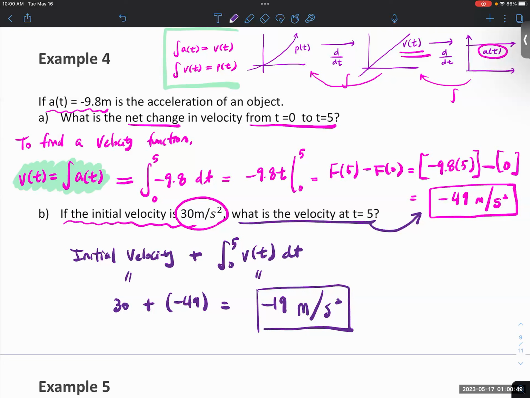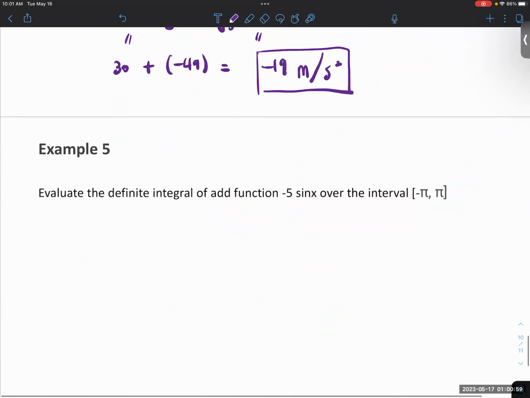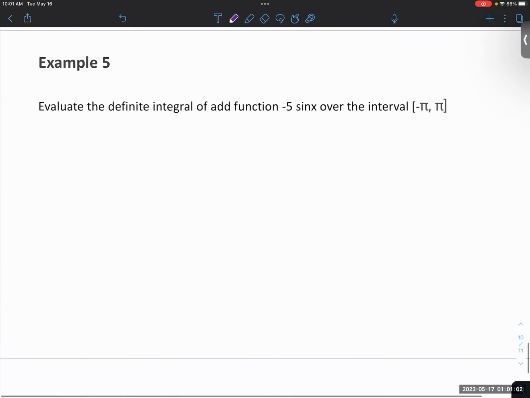Let's take a look at one more example, the last one. We keep taking the integral to find out the previous function. So let's look at this. Evaluate the definite integral of the function negative 5 sine x over the interval negative pi to pi. So first of all, I want to take a look at the negative 5 sine x function. What does it look like, between negative pi to pi?